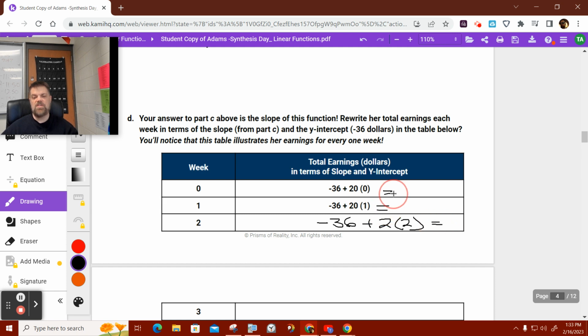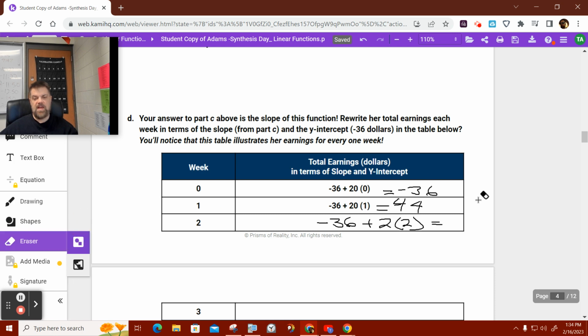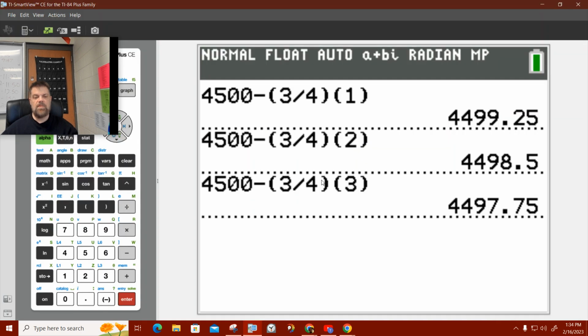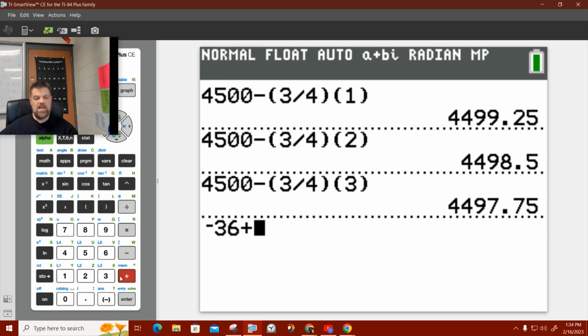Well, let's do the math. This one is just going to be negative 36. This one's going to be a positive 44, right? And this next one, oh, wait, per week, it's not going to be that, because I got to do the math. So let's do the math on the calculator. I almost made that mistake the last time. So I'm going to say negative 36 plus 20 times 1. So that'd be negative 16.